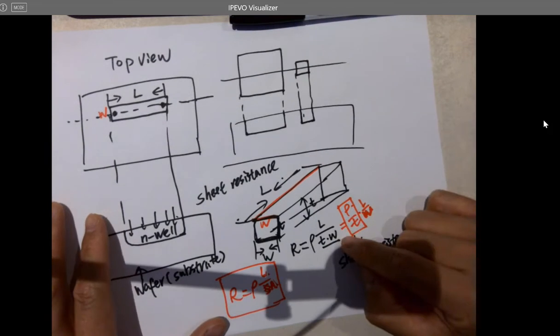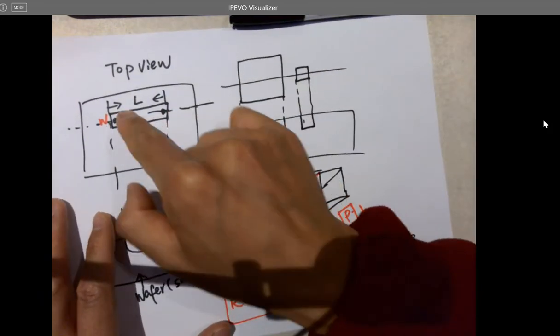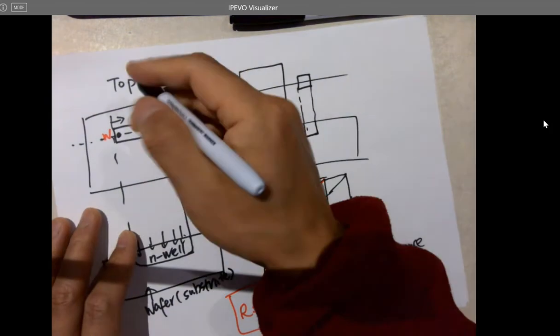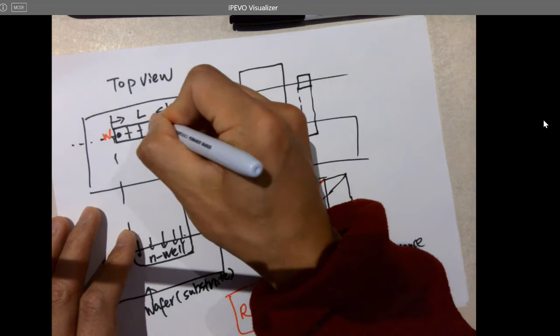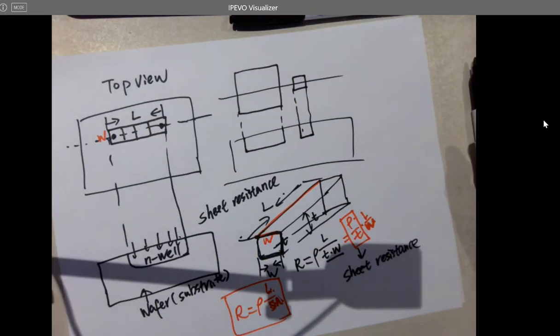So that's why when you are calculating the resistance of the N wells, you just look at how many squares it has. For example, this guy, one square, two squares, three squares. So the resistance will be the sheet resistance times how many squares. That making sense?